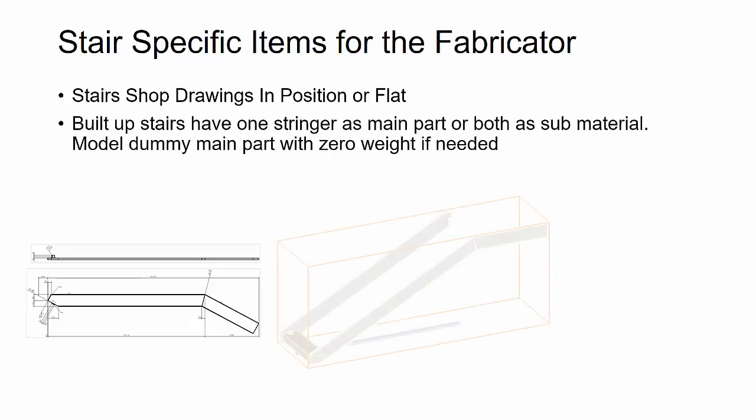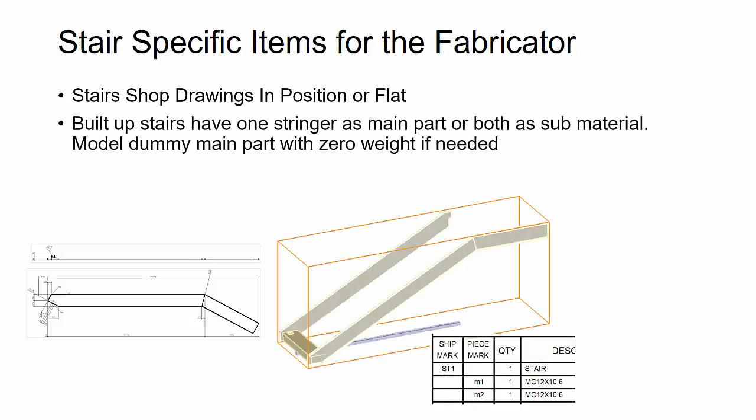Then you want to take a look at if you're doing built-up stairs, do the stringers and all the submaterials on the stair need to have submaterial marks, or should there be one main part that all those submaterial marks attach to, or can one of the stringers be the main part? Oftentimes in the 3D modeling systems, it'll make one of the stringers the main part of the assembly, which may not be what the fabricator wants.